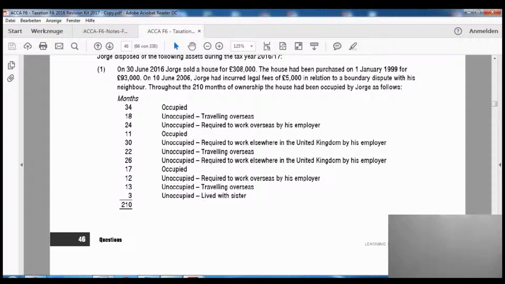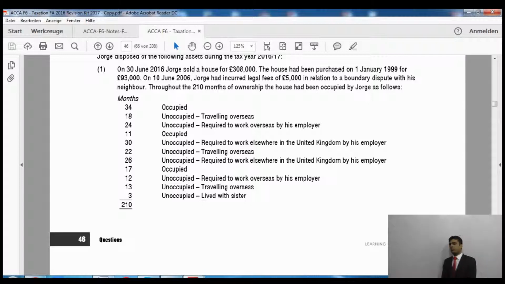First of all, it says 34 months are occupied, which means it is actual occupation. So for the first 34 months we'll get the relief. After that, it says unoccupied, travel overseas. Now he's traveling overseas, and these are 18 months. We know that up to 36 months we can allow for any reason. So we will include this 18 months for any reason.